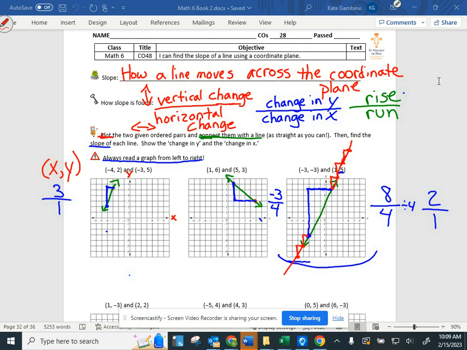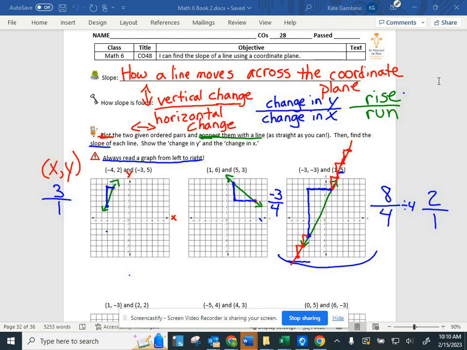How would we simplify a negative and positive? Good question. So let's say this was, instead of negative 3, it was negative 6 over 4. I could divide out a 2. So negative 6 divided by 2 is negative 3. 4 divided by 2 is 2. So you keep that negative in the same spot, and you just divide out what you can divide out of both numbers. Any other questions on this?